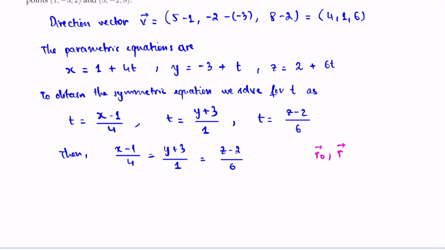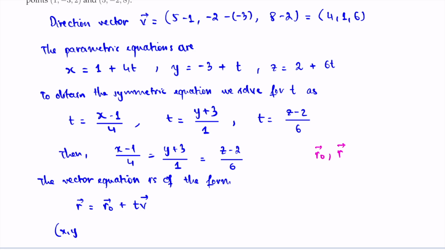So the vector equation is of the form r equal to r0 plus t times v. For r equal to (x, y, z), and r0 is the vector (1, -3, 2), plus t is the parameter, and v is the direction vector of (4, 1, 6). So these are the three types of equations of the line: parametric equation, symmetric equation, and vector equation.